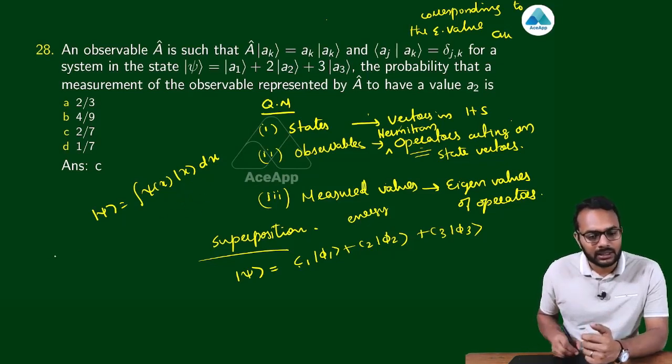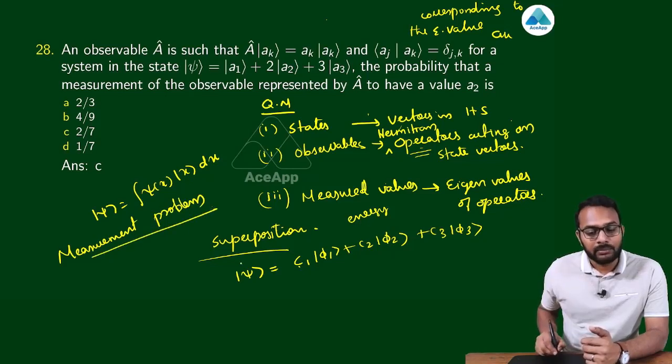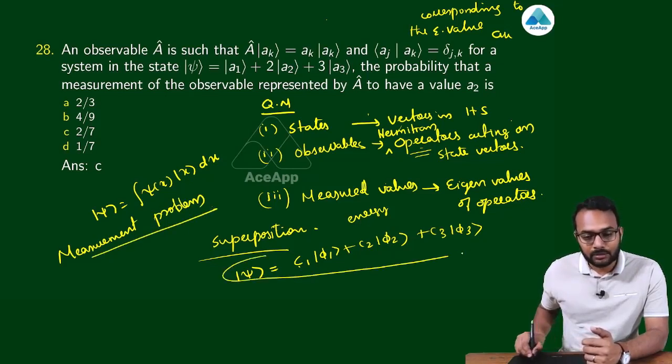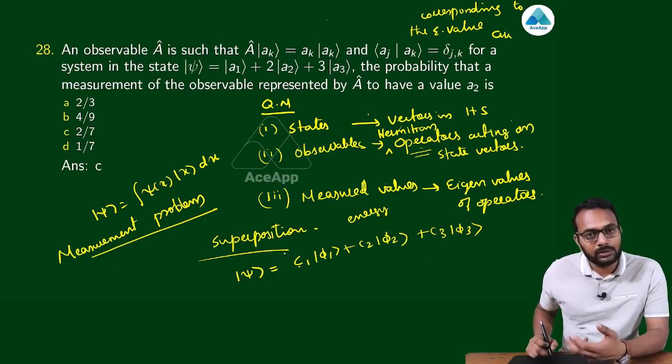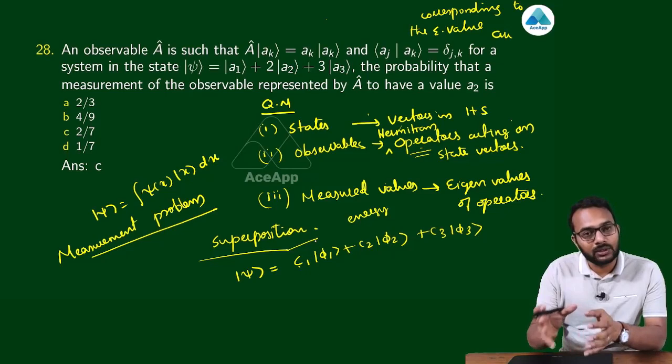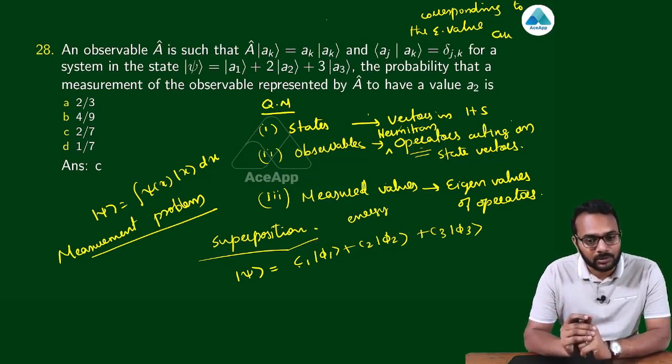Now, the measurement problem. The very rough, basic ideas we revise here. In the measurement problem, the system state changes in a measurement. Yes, this is not a completely solved problem. This measurement problem is not a completely solved problem.